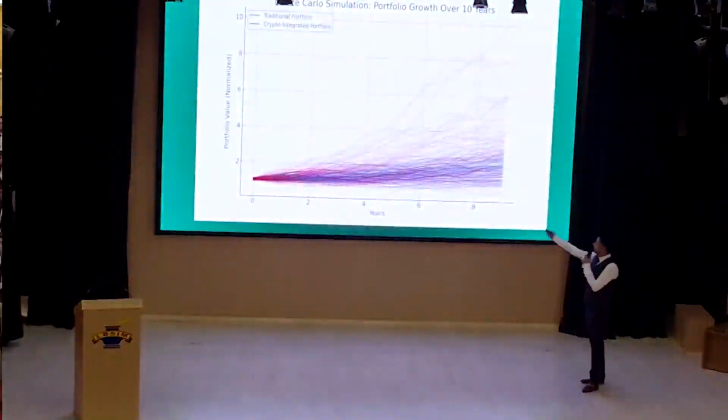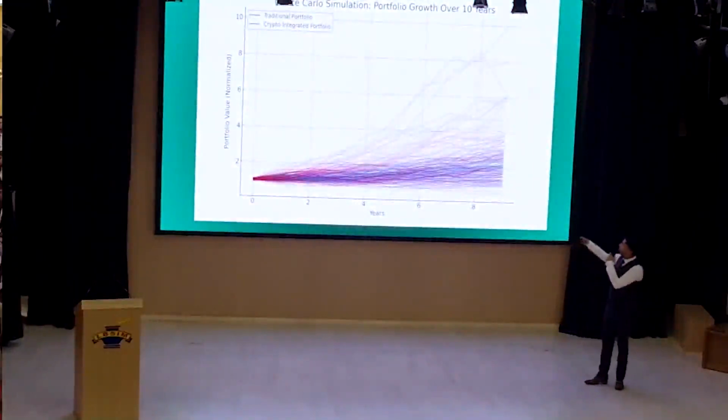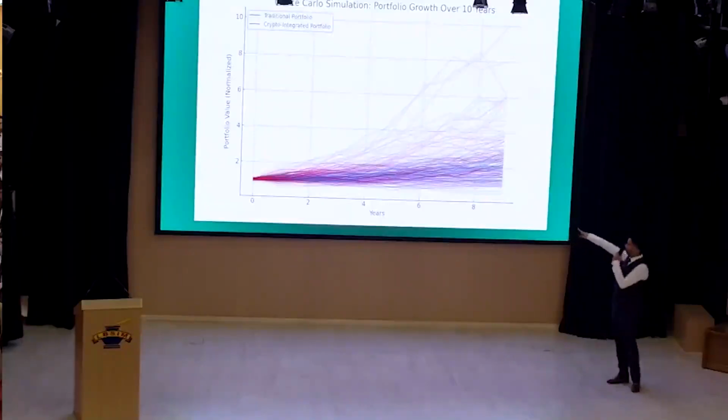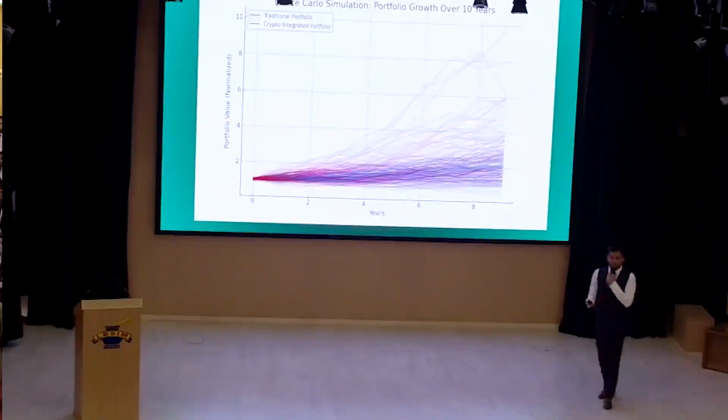As you can see, this is a Monte Carlo simulation of the portfolio growth over the last 10 years. The blue lines symbolize the traditional portfolio, and the other one signifies the crypto portfolio. As you can see, these blue lines are pretty steady. Over the years, they will give you steady, stable returns.